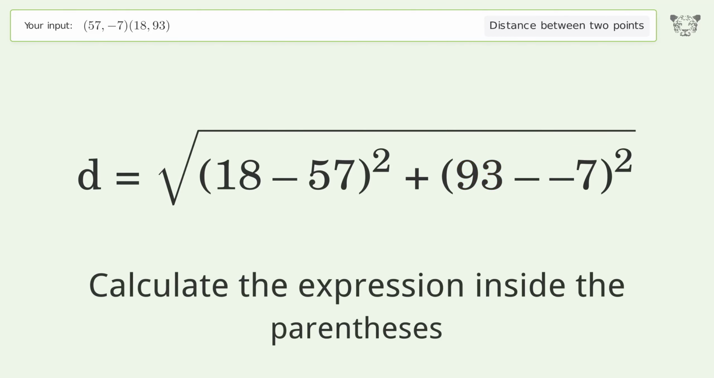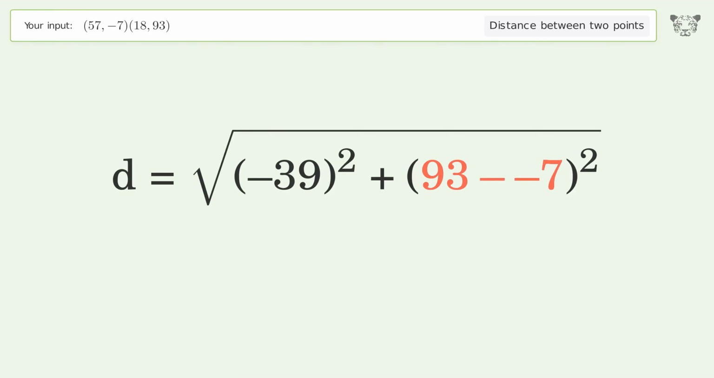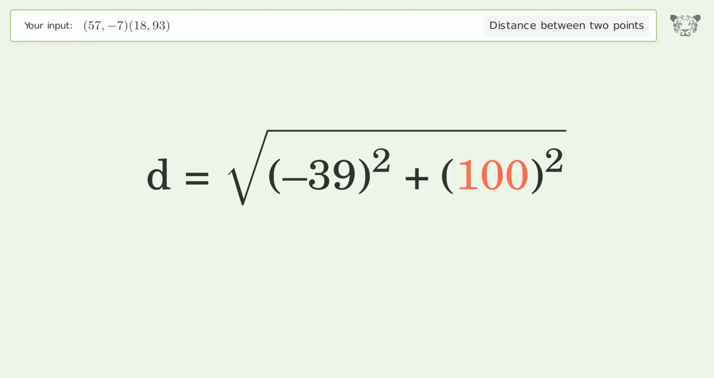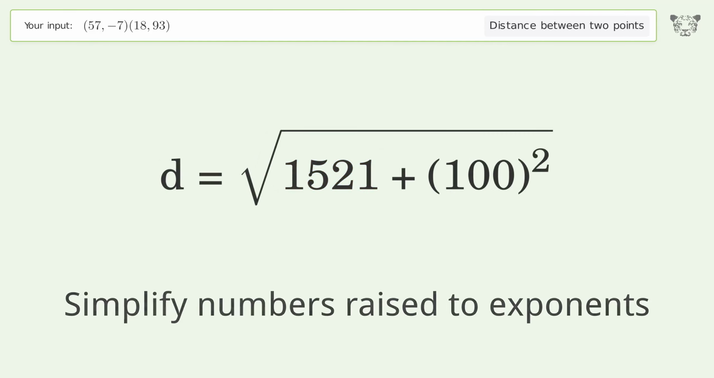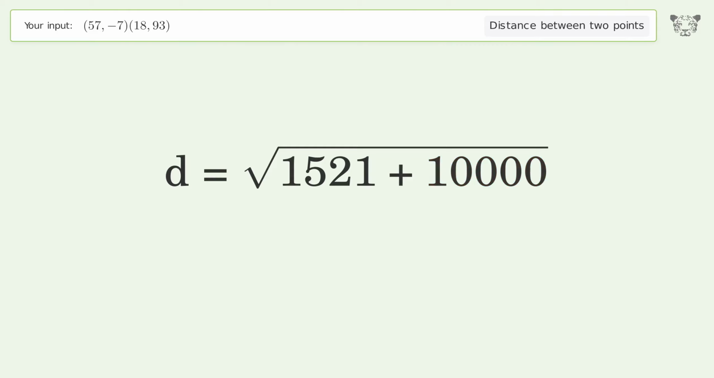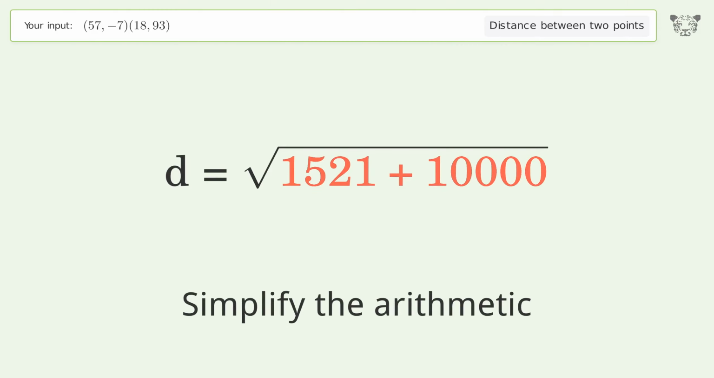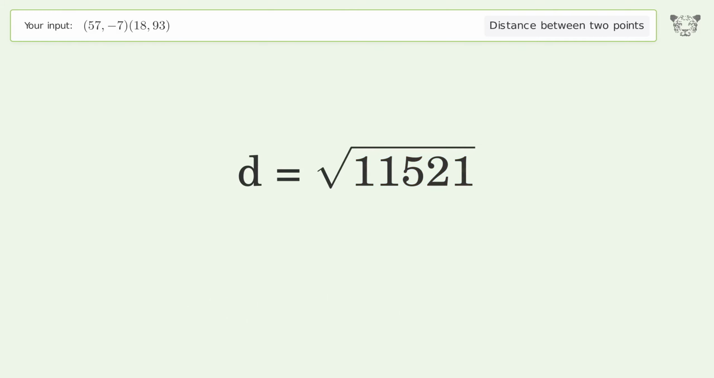Calculate the expression inside the parentheses. Simplify numbers raised to exponents. Simplify the arithmetic. And so the distance between the 2 points is the square root of 11,521 or 107.336.